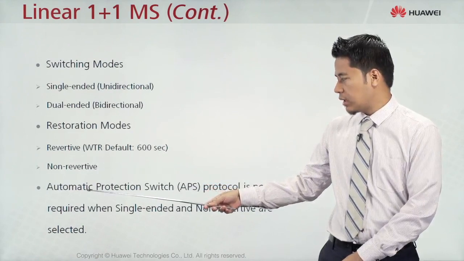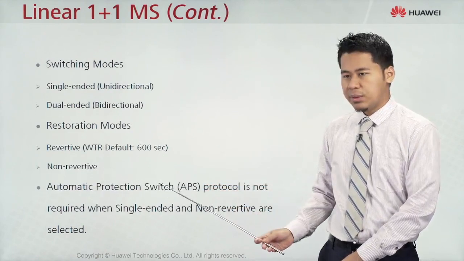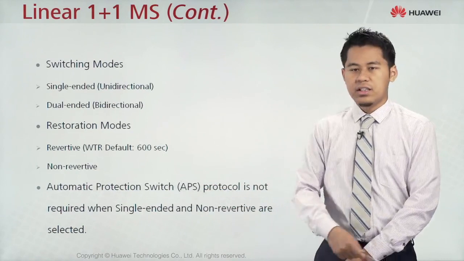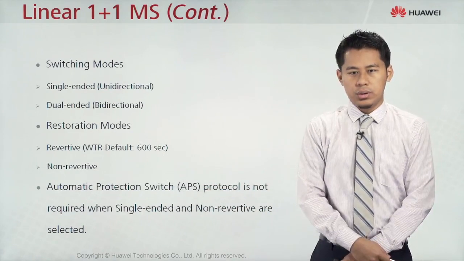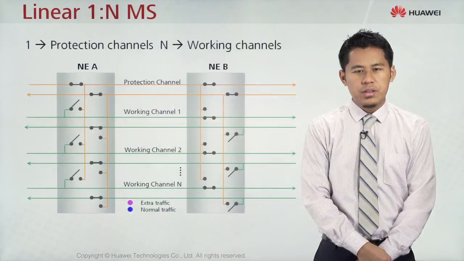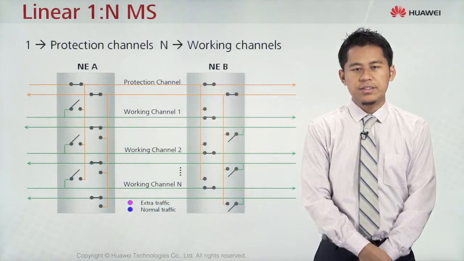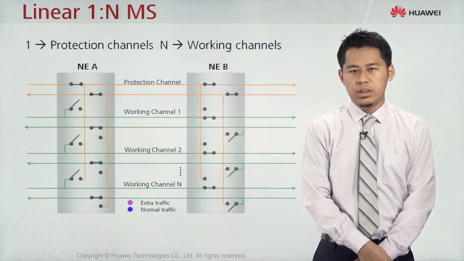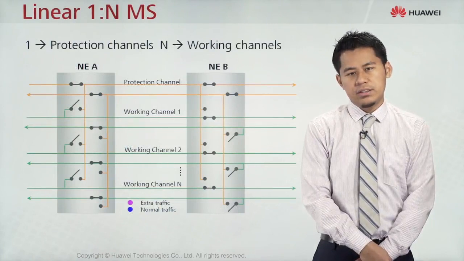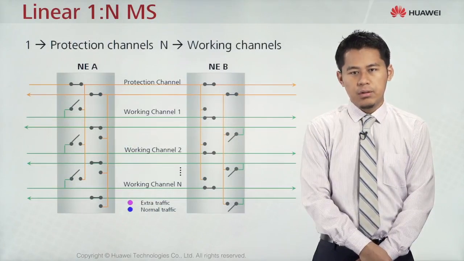Here we have the automatic protection switch, which is the APS byte. It's not required in single-ended, and also for dual-ended as well. Now let's go through the linear 1 to N MS. As you can see here, we have a protection channel and also the working channel. Kindly note that for the working channel, you can apply many working channels.